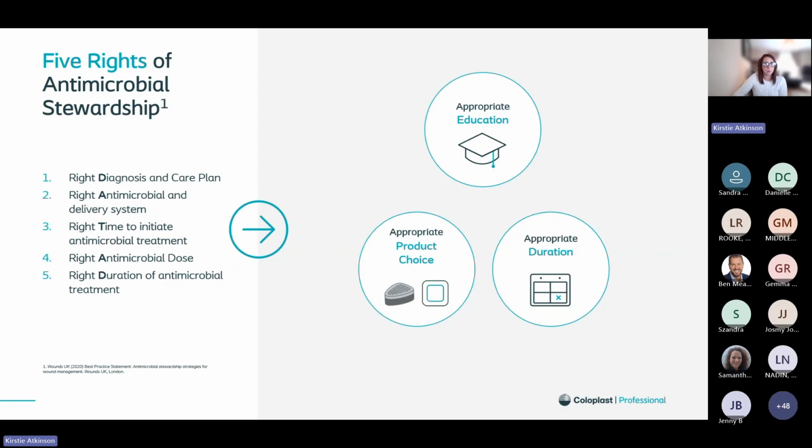And when we're talking about the 5 rights, this is your appropriate product choice. So this is you preparing the wound, removing the devitalized tissue, reducing that bioburden, and allowing the antimicrobials to get to the target areas more effectively. It's allowing for better infection control and the development of healthy tissue. So it's really feeding into antimicrobial stewardship.